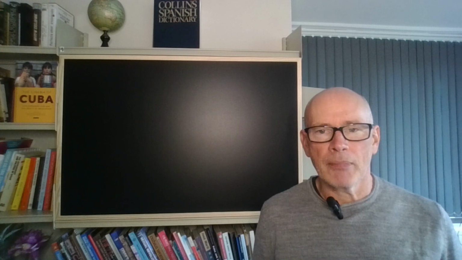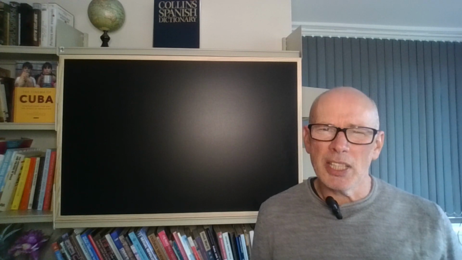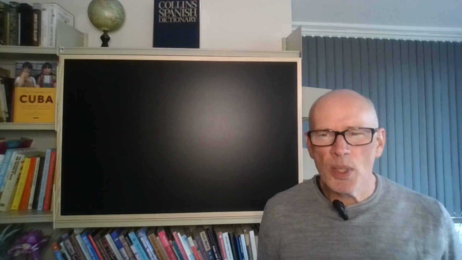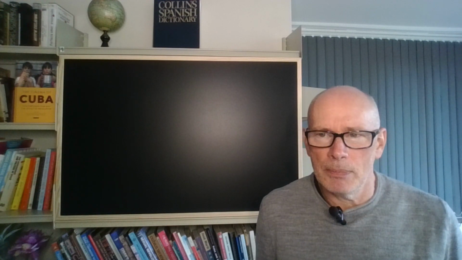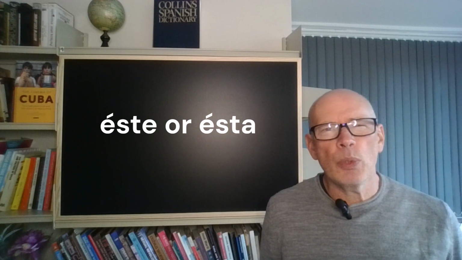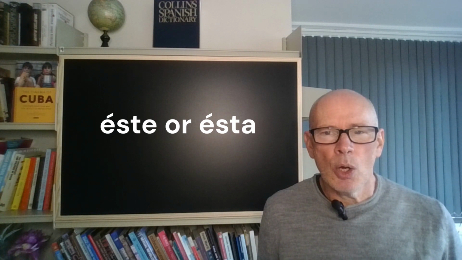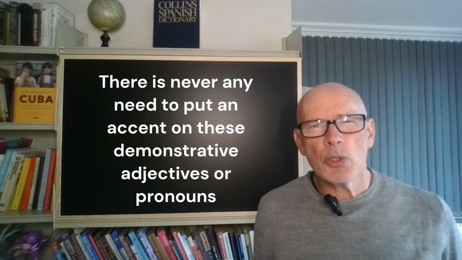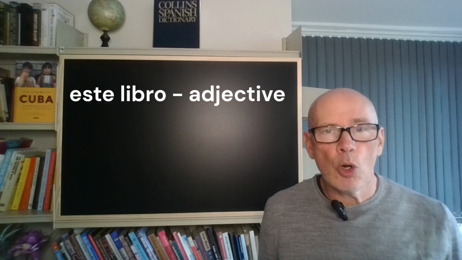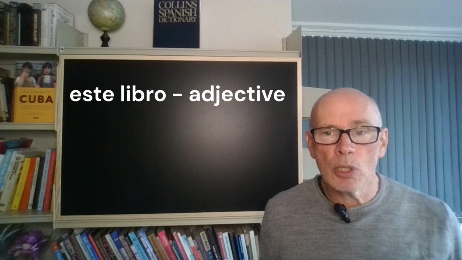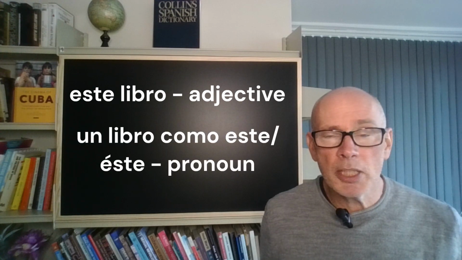Okay. Now, you may have seen these written with an accent. Este, for example, or esta. So when do we write them with an accent? Well, the answer is never. Just leave the accent out. Whether you are using this word as an adjective, for example, este libro, or as a pronoun, un libro como este, you don't need to put the accent on.